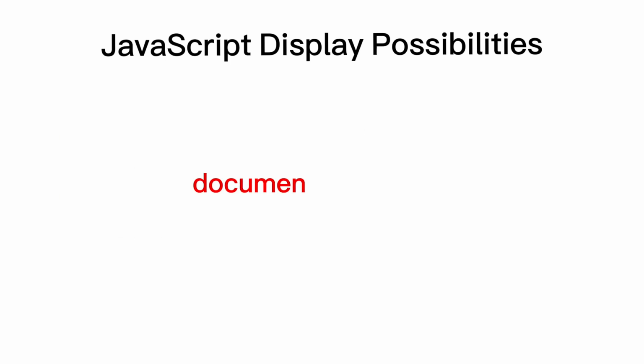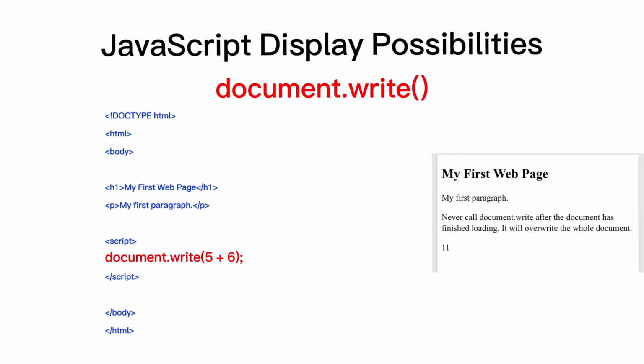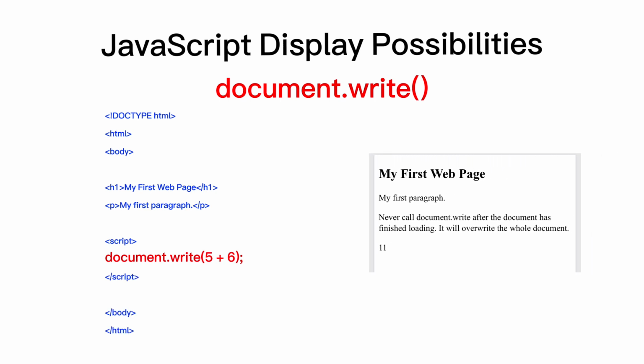Let's learn the second way to display in JavaScript, using document.write. We use document.write when we want to test something in JavaScript. This method is used only for testing purposes.